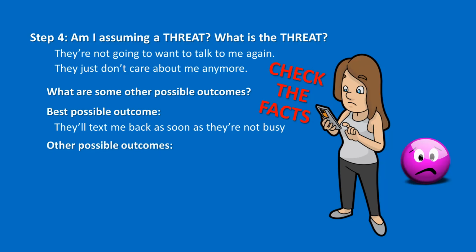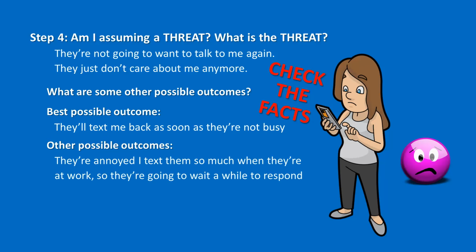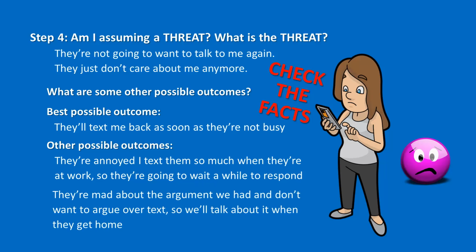And other possible outcomes would be things like, they're annoyed because I text them so much when they're at work, so they're just going to wait a while before they respond. Or they're mad about the argument we had this morning, and they don't want to argue over text, so we'll talk about it when they get home.